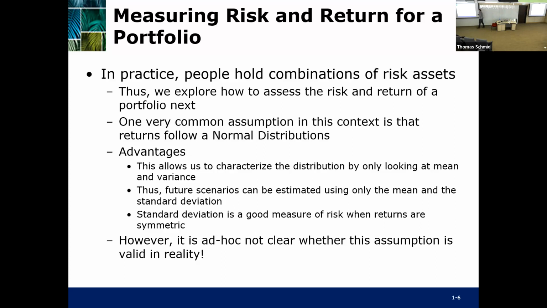The bad news is that there are other applications, especially risk management, and for those applications, it's in some way a terrible assumption. It's really a dangerous assumption. So whether this assumption is valid or not will depend a lot on the context in which we use it.